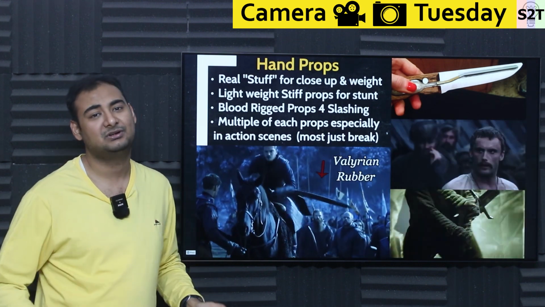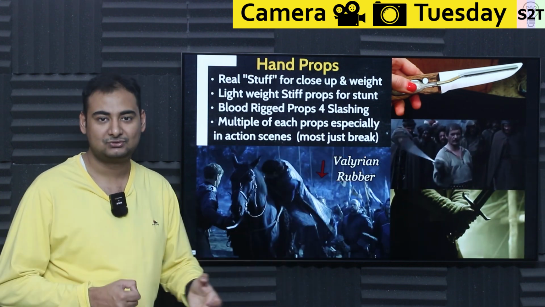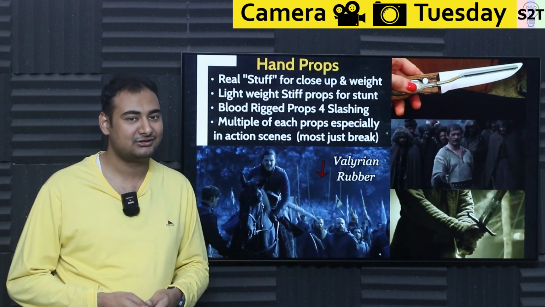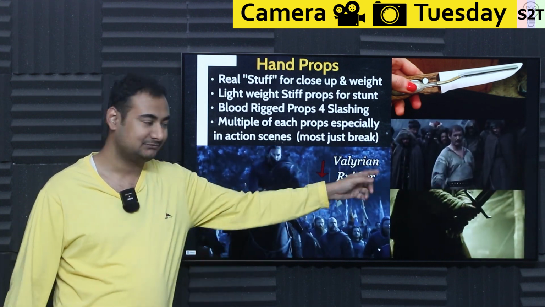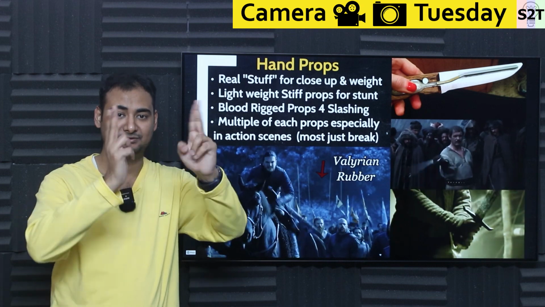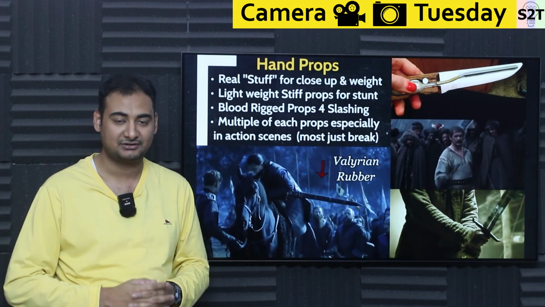Then you generally have multiple of each of these props, because be mindful, a true sword is made out of steel for a reason. It's not made out of aluminum for a reason. You make it out of aluminum, it's super light, but it breaks. So same goes here. When you have interaction, when two are doing like this, generally things are gonna break.